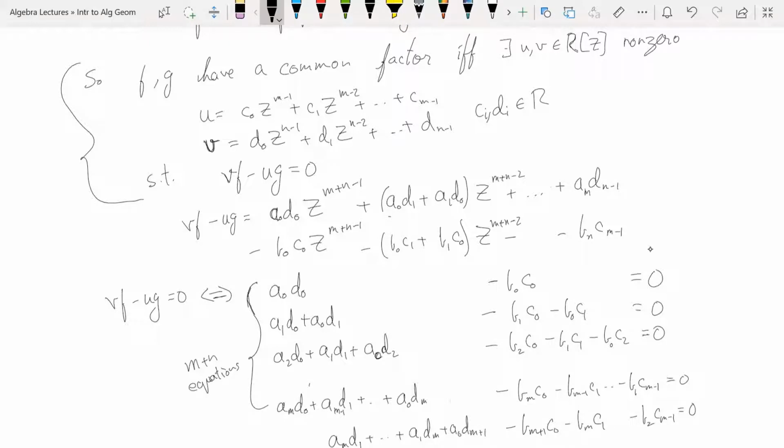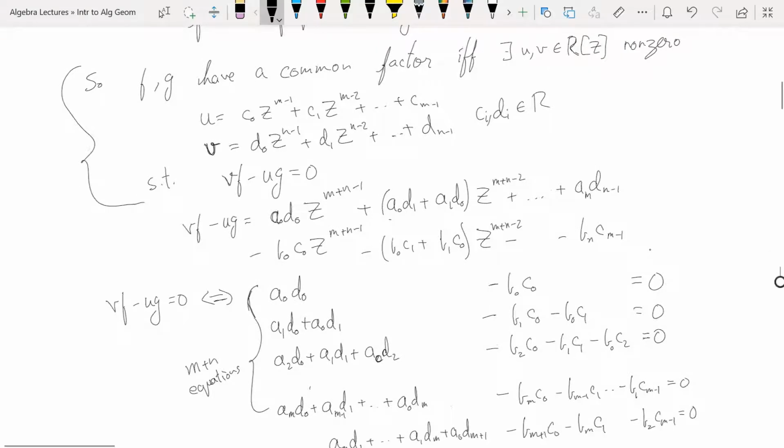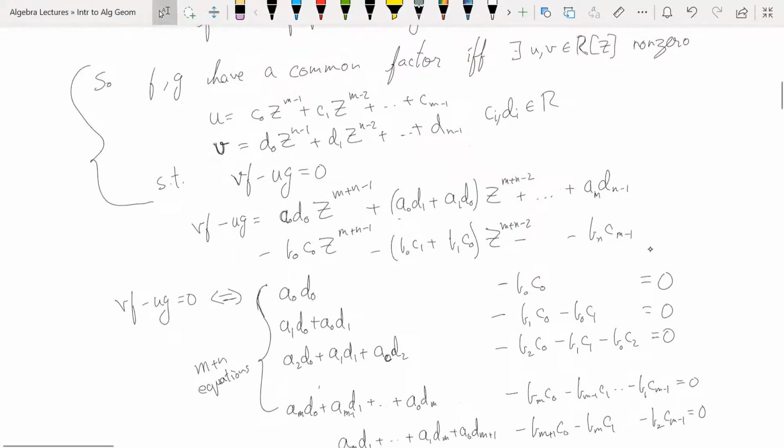So the top term will be A0 D0 times Z power m plus n minus 1 in VF, and then the degree m plus n minus 2 term will be A0 D1 plus A1 D0 and so on. Yeah. And the final term, the constant term, so it will keep on becoming bigger, with more terms in the middle, and then fewer terms, and eventually the constant term will be Am times Dn minus 1. That will correspond to the constant.